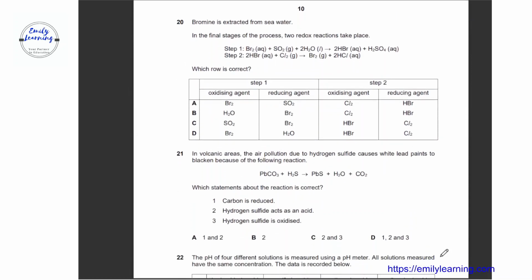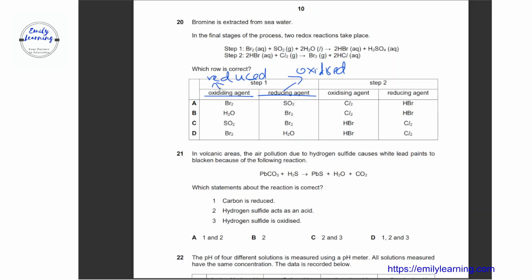Moving on to question 20, bromine is extracted from seawater. In the final stages of the process, two redox reactions take place. So they give us these two reactions. So which row is correct? So we are asked to determine basically the oxidizing agent and the reducing agent. So the oxidizing agent is the one that is being reduced, and the reducing agent is the one that is being oxidized. All right.